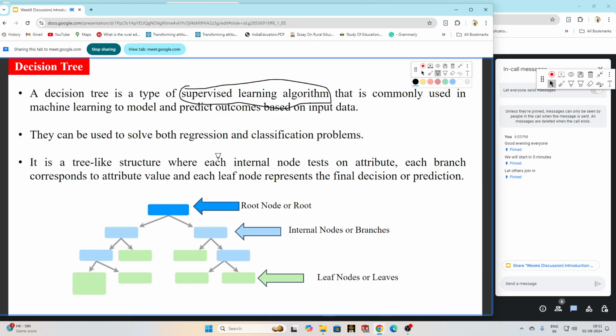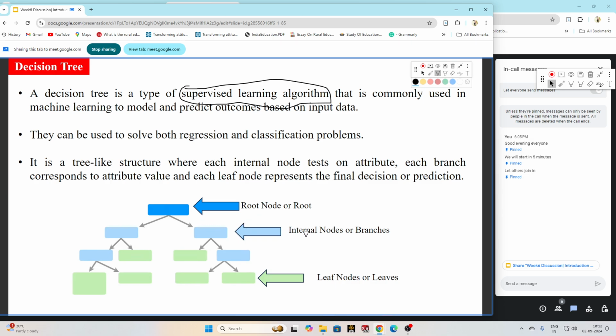Last thing, it is a tree-like structure, where internal nodes test on attributes, each branch corresponds to an attribute value, and each leaf node represents the final decision or prediction. So what does that mean? The top node is known as the root node, or simply the root. It is depicted here by dark blue color.